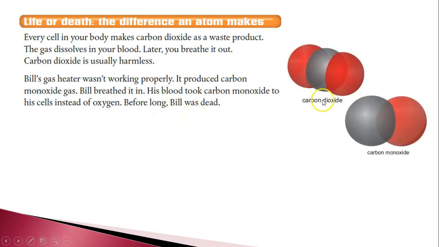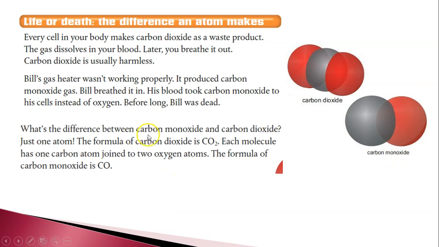See, this is the structure of carbon dioxide and this is the structure of carbon monoxide. What's the difference between carbon monoxide and carbon dioxide? Only one atom, right? Here we can see that carbon dioxide has two oxygen atoms and one carbon atom, while carbon mono, I already told you mono means one, carbon monoxide has one carbon atom and one oxygen atom.